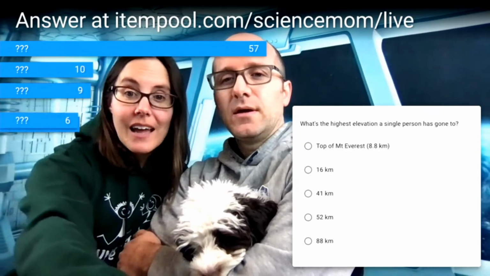And the top of Everest, just for scale, is 8.8 kilometers. But the choices for the highest distance that somebody has traveled not being inside a vehicle are 16, 41, 52, or 88 kilometers. That's quite the range. What do you guys think? What's the record? That is a big range.